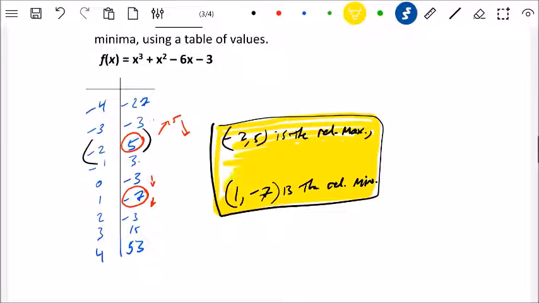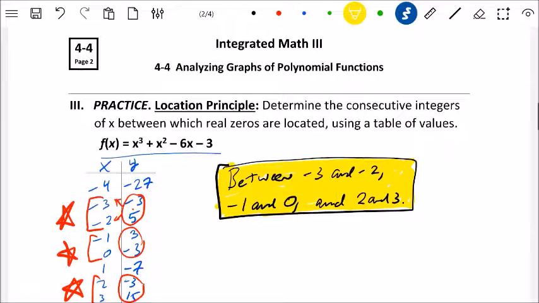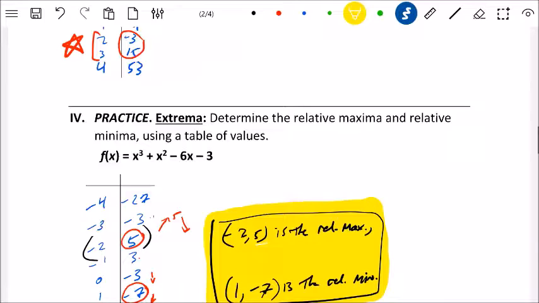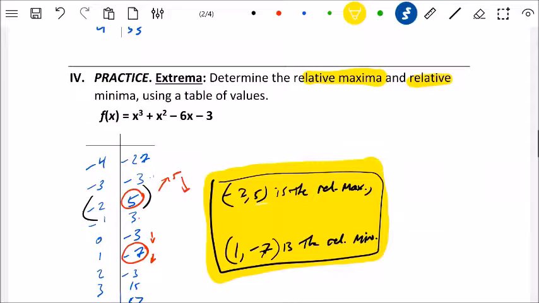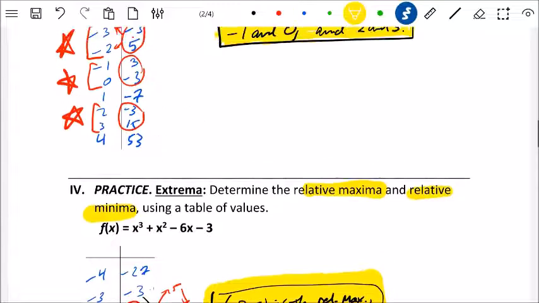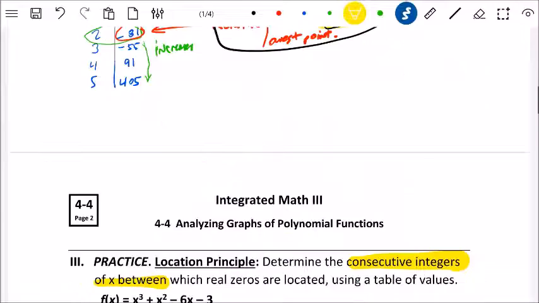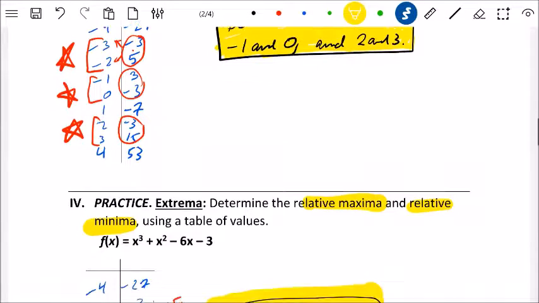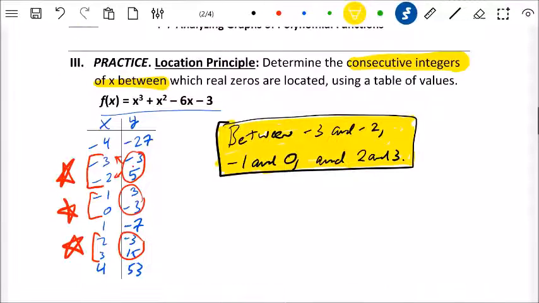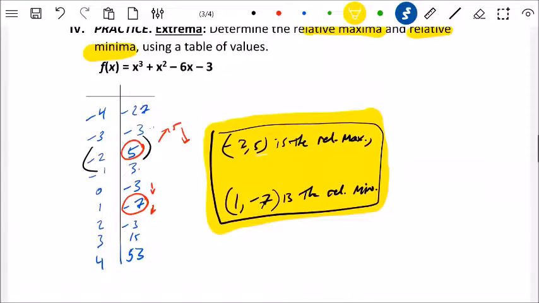So now what you've looked at is using the table of values to do two different things. It can even be the same table of values, but it's really important to recognize that you can use that to find the consecutive integers of x between which they're located, or to find the relative maximum and relative minimum. There might be more than one. So two of them where I showed on the graph what it looks like, and two of them without a graph, because you don't need one as long as you can make the table, and then look for sign changes or for highest and lowest point.